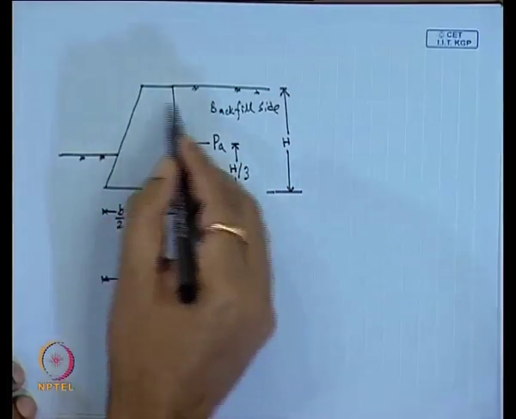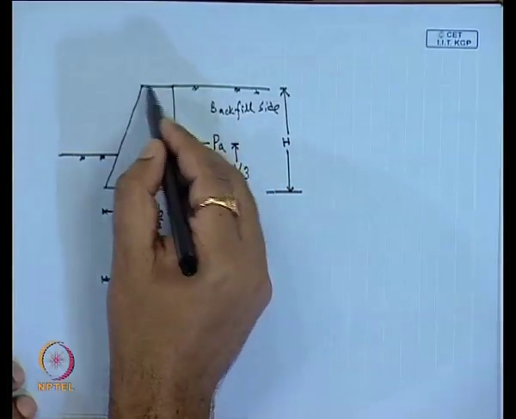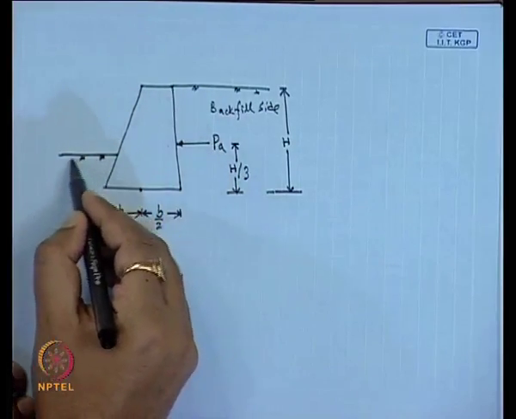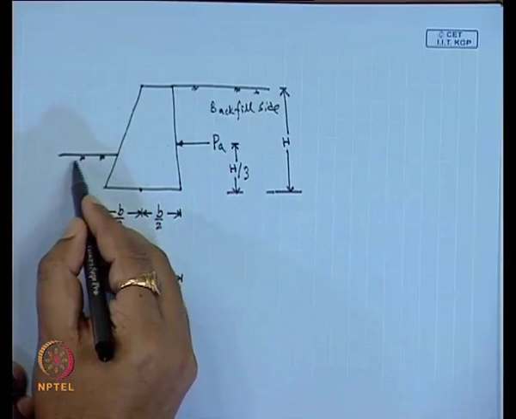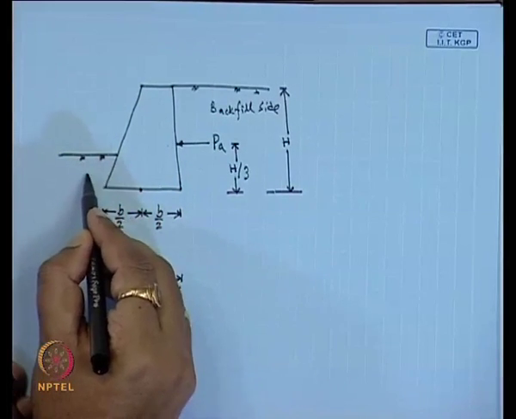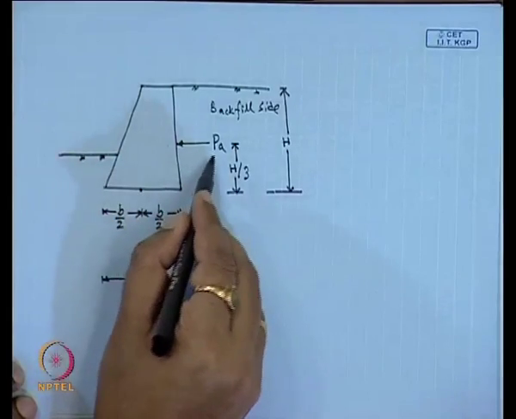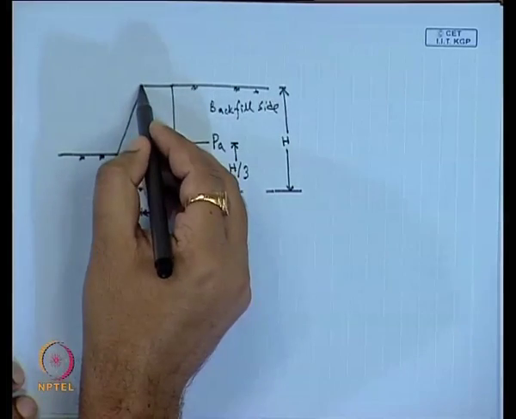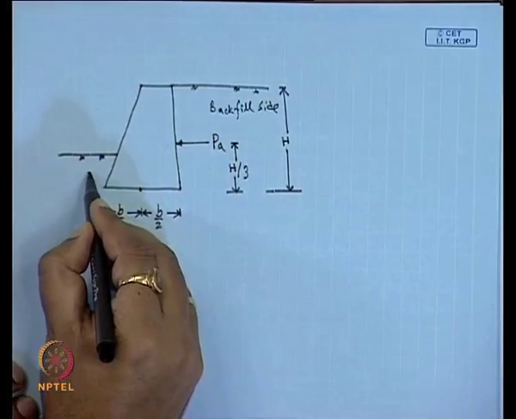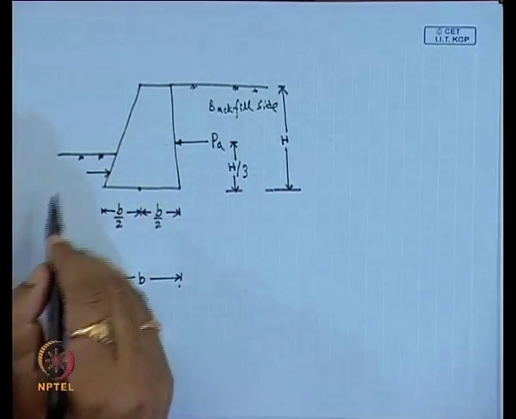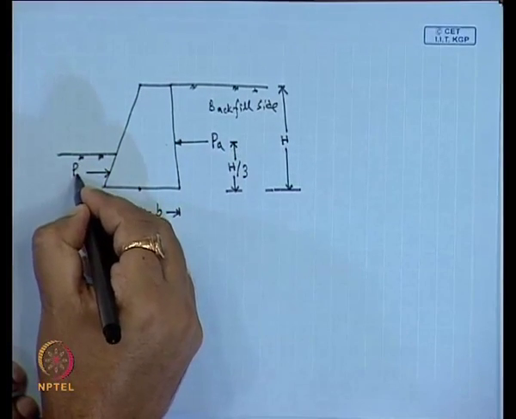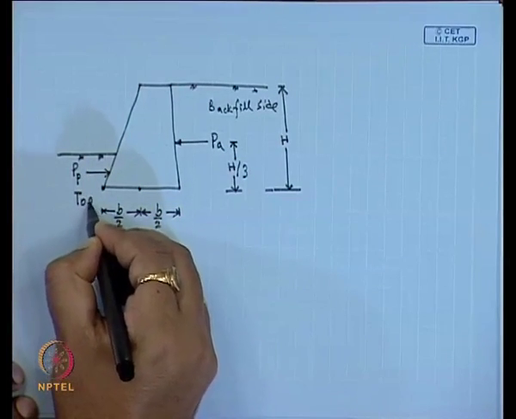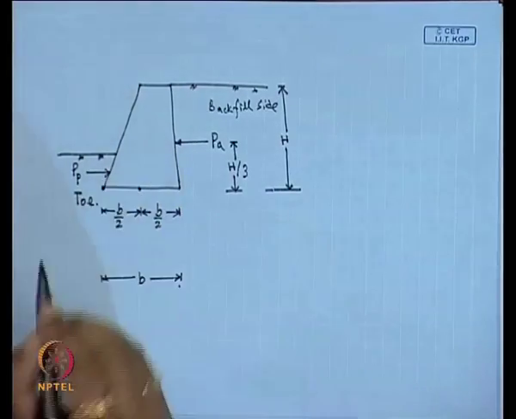When this retaining wall moves in this direction, this face will experience active earth pressure. Similarly, the soil below the foundation level will also provide a lateral pressure opposite to P A, that is, opposite to the movement of the retaining wall. So here one passive earth pressure acts. This is our passive earth pressure P P, and this one is the toe of the retaining wall.